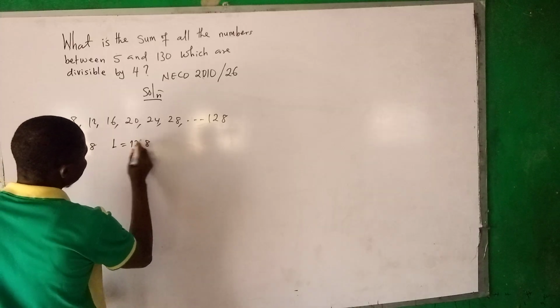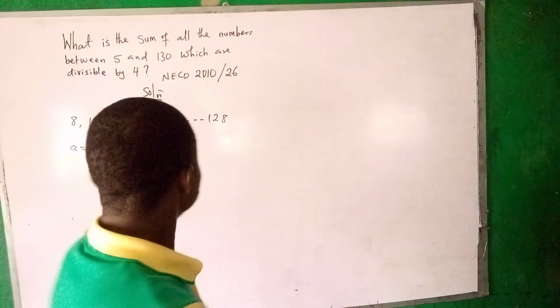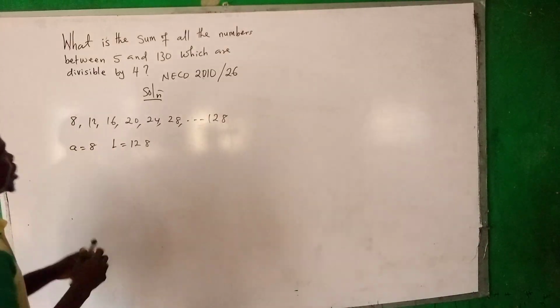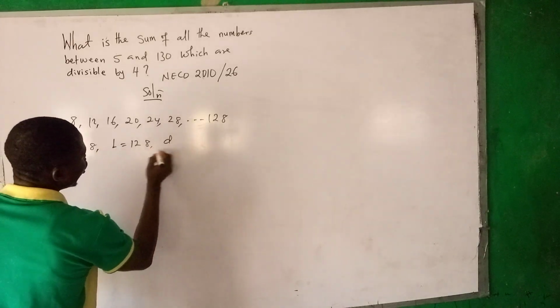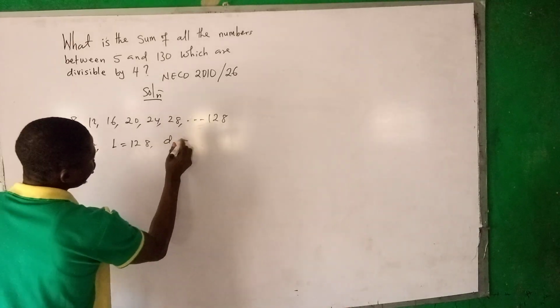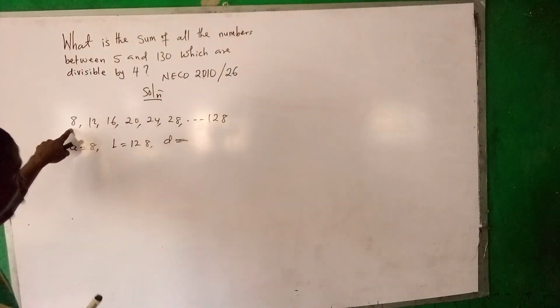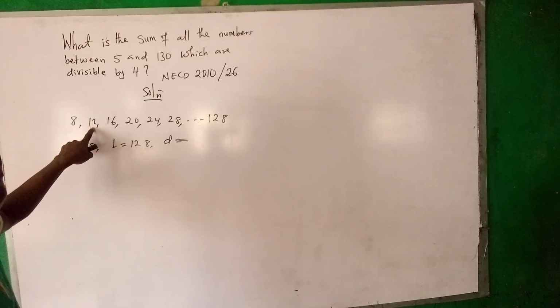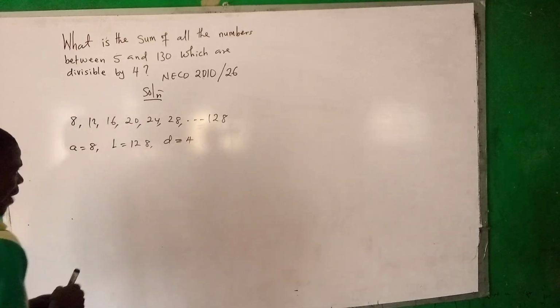Now in AP we have what we call the common difference, which is the difference between two consecutive numbers when you subtract. We use D for common difference. 12 minus 8 is 4, 16 minus 12 is 4. That's the common difference, so D is 4.